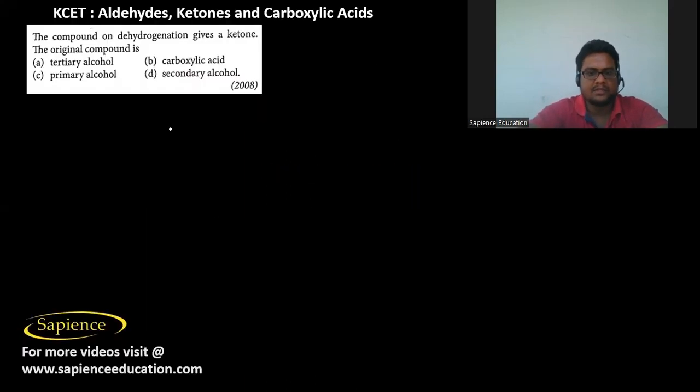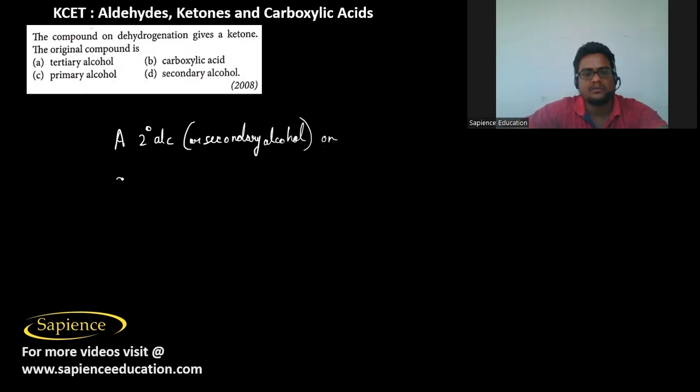So here it is told that the compound on dehydrogenation gives a ketone. The original compound is... So the rule is that a 2-degree alcohol, or I can say a secondary alcohol, on dehydrogenation gives a ketone.